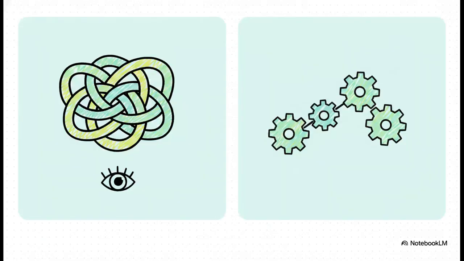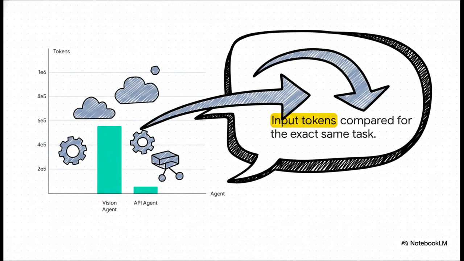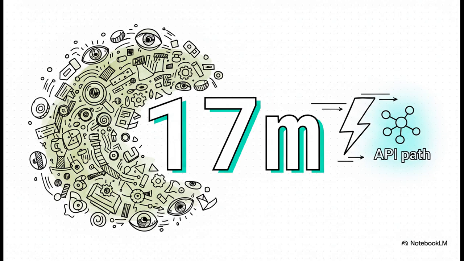Yep, that's 53 messy visual steps compared to just 8 precise steps using an API. You're literally burning 500,000 extra tokens to do the exact same administrative task. Nuts, right? The result? Visual processing took 17 agonizing minutes, while the API crushed it in just 8 seconds.